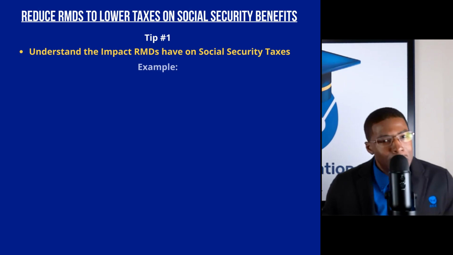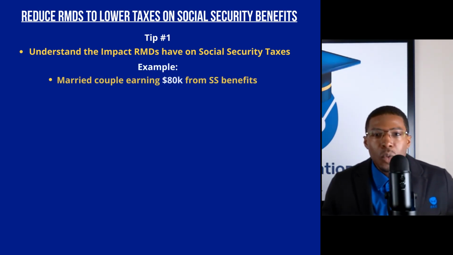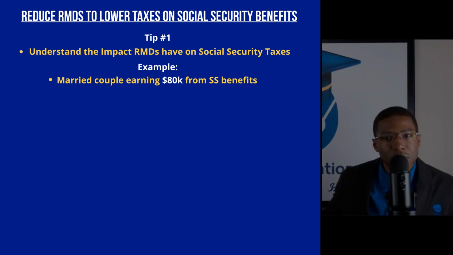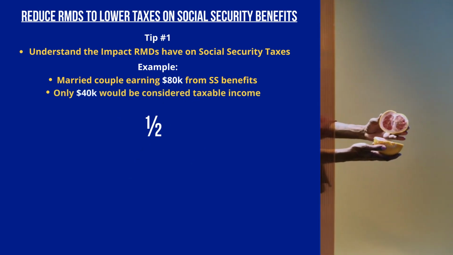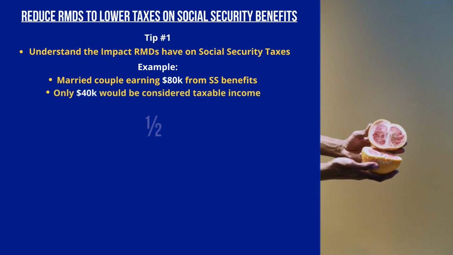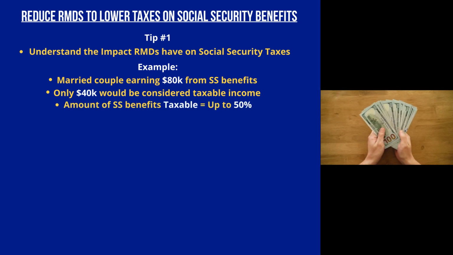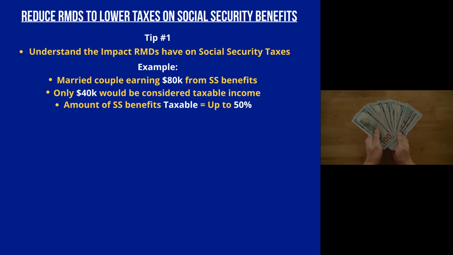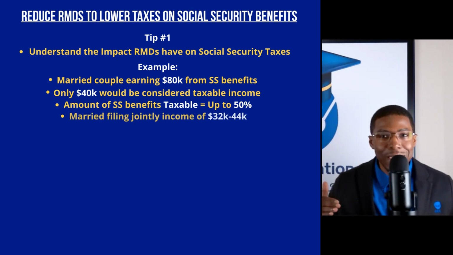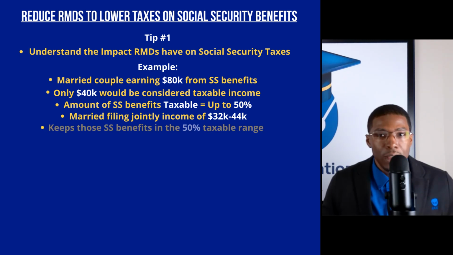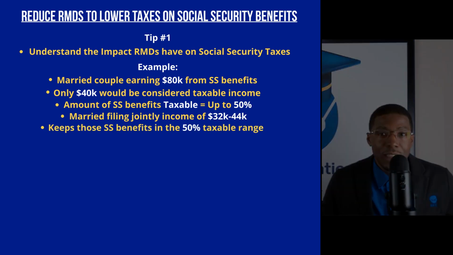For example, imagine you were a married couple and you were comfortable living off of $80,000 a year from your Social Security benefits. Well, only half of those funds would be considered taxable income, so $40,000 would be considered taxable income in this situation. Well, if you are a married couple and you have income between $32,000 and $44,000, only up to 50% of those Social Security benefits would be subject to taxes.